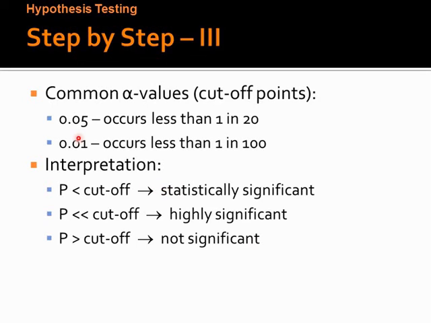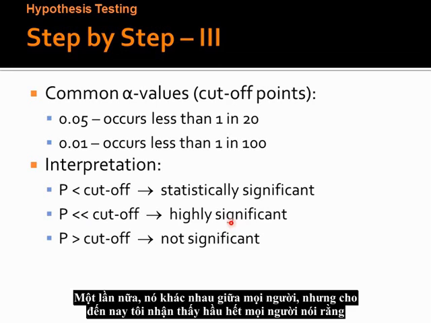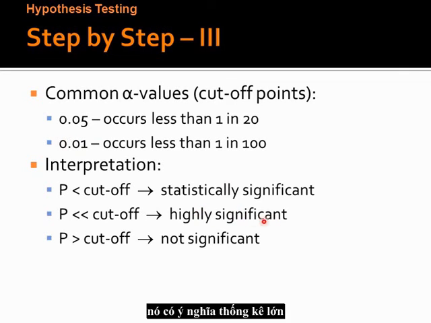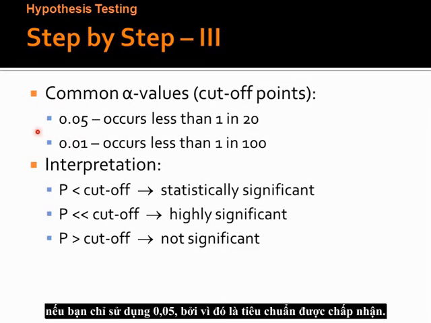Right? Now, what is the threshold for "much less" before we call it highly significant? Once again, it differs among people. But so far, I've noticed most people say that if it's below 0.05, then we say statistically significant. If it's below 0.01, then we call it highly statistically significant. But again, that depends upon the field, and it depends upon the different journals and so on and so forth. But no one's going to scold you if you just use 0.05 because that's the accepted standard.